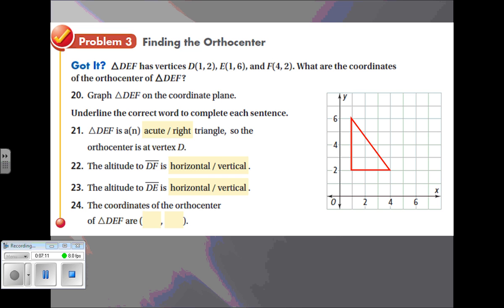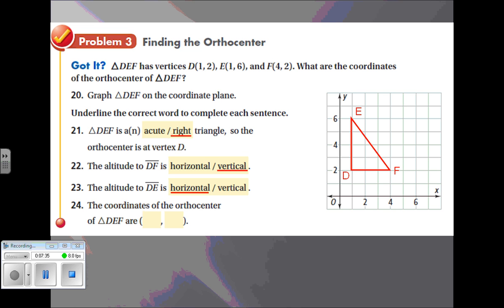All right, we want to underline the correct word to complete each sentence. Triangle DEF is a right triangle, so the orthocenter is at vertex D. The altitude to DF is vertical, and the altitude of DE is horizontal, and those are completely backwards.